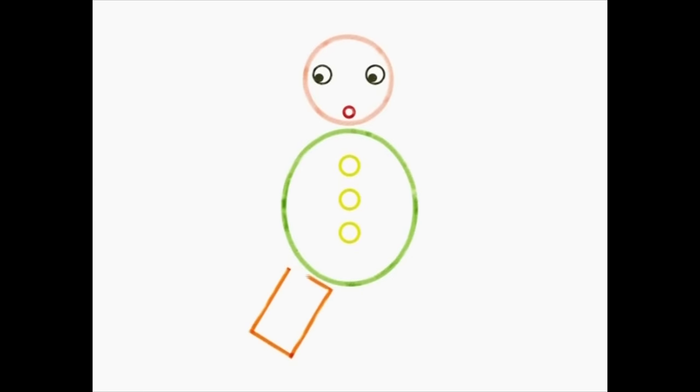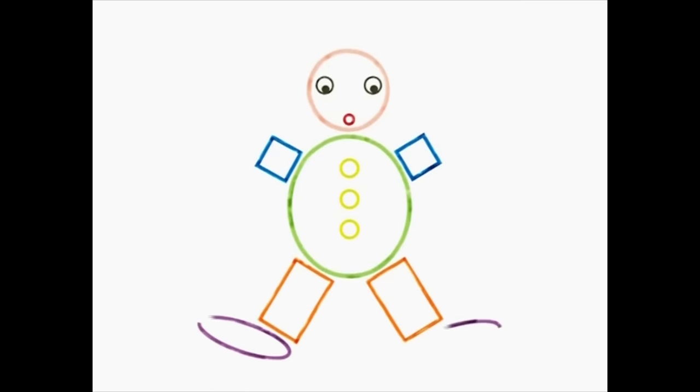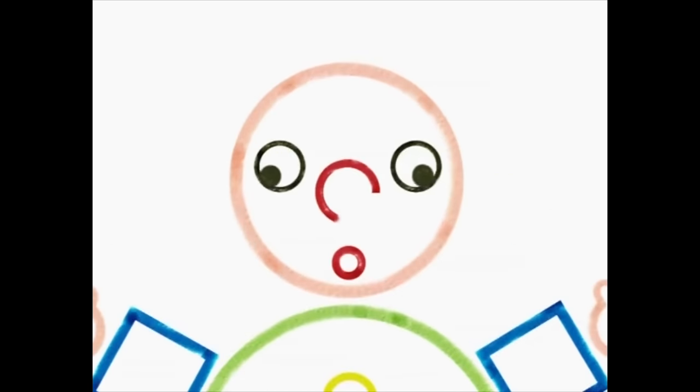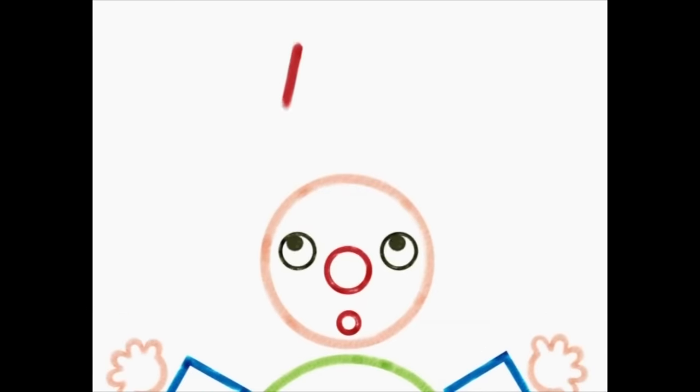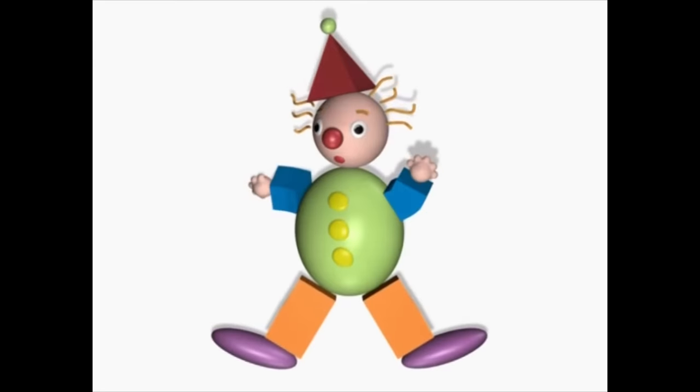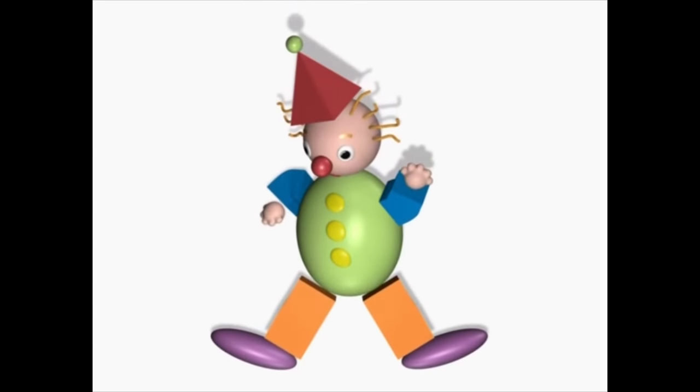Rectangles are good. They look like pants. And squares for arms. Square. Draw feet and hands. Another circle for a nose. A triangle for a hat. Now we're finished with his clothes. And look, he looks just like a clown.